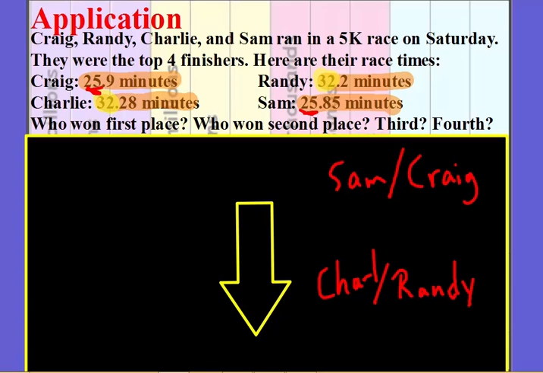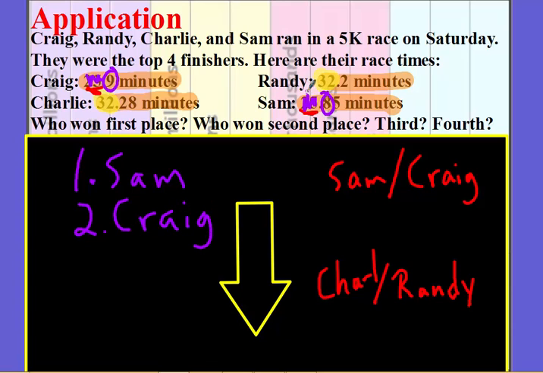So now let's look at Sam and Craig. They have the same 25 for the minutes, so now I need to look at that decimal spot. Which one is faster? Well, I see 9 tenths versus 8 tenths. 8 tenths is smaller, so that means Sam is my faster runner. So my first place is Sam. Second place would be Craig. Why is that? Well, it's because they both had that 25, and 25 is faster than that 32 for Charlie and Randy. So now I need to go to Charlie and Randy.